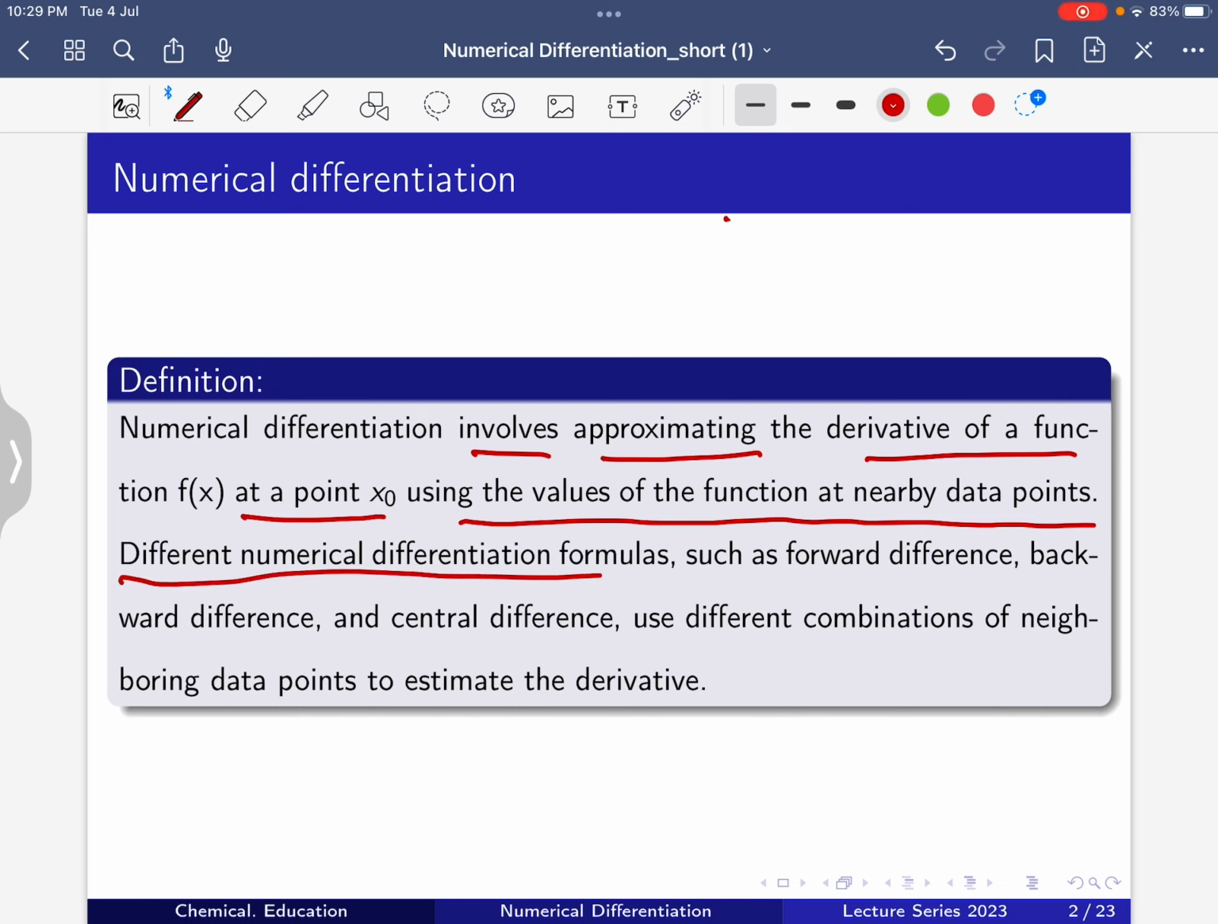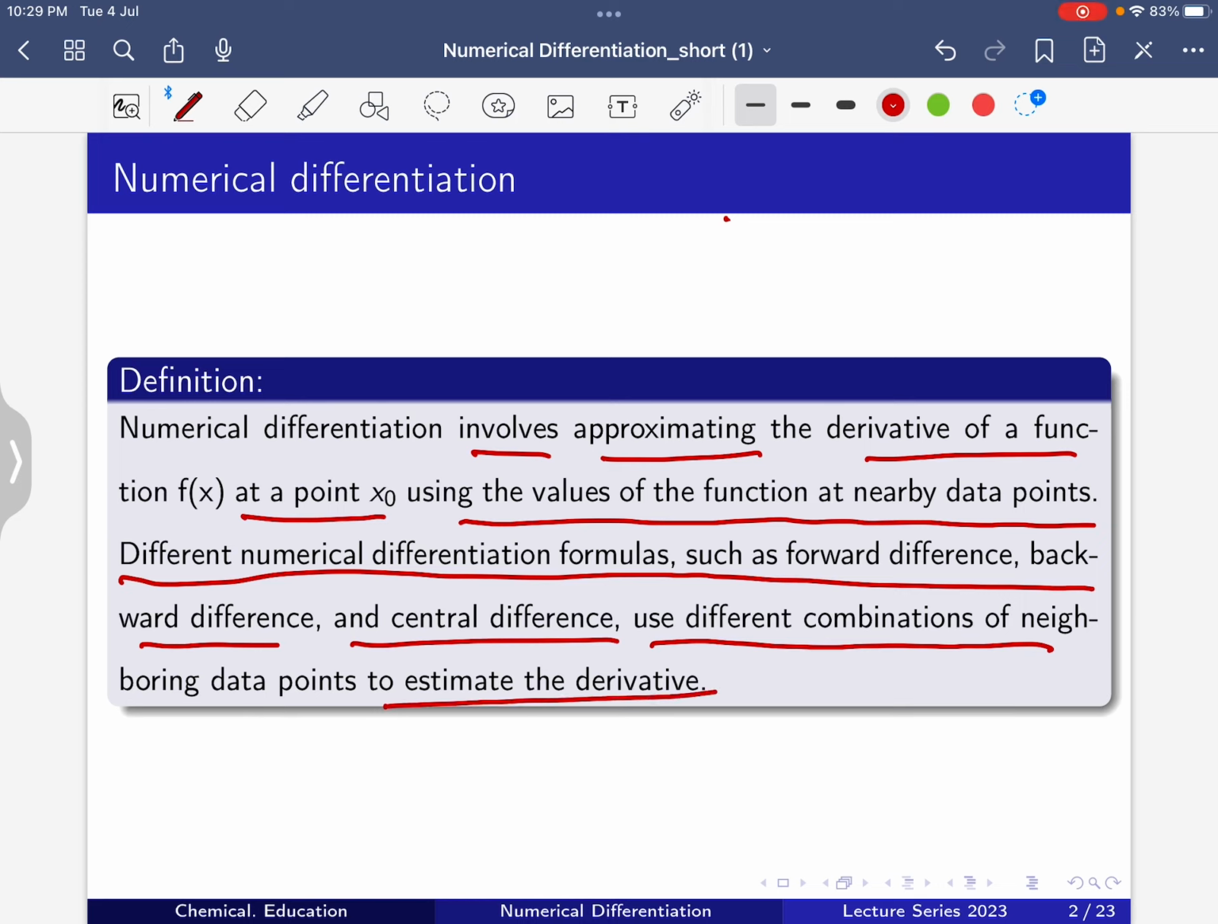Different numerical differentiation formulas, such as forward difference, backward difference, and central difference, use different combinations of neighboring data points to estimate the derivative. What does it mean? Now, if you plot x versus f(x), meaning we plot the function with the different x data points, you will get this type of graph.